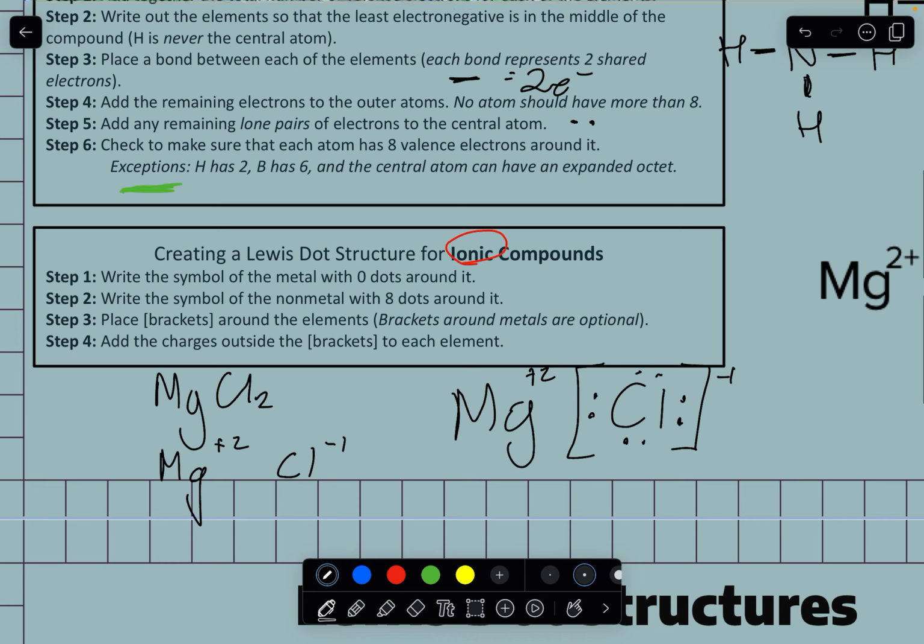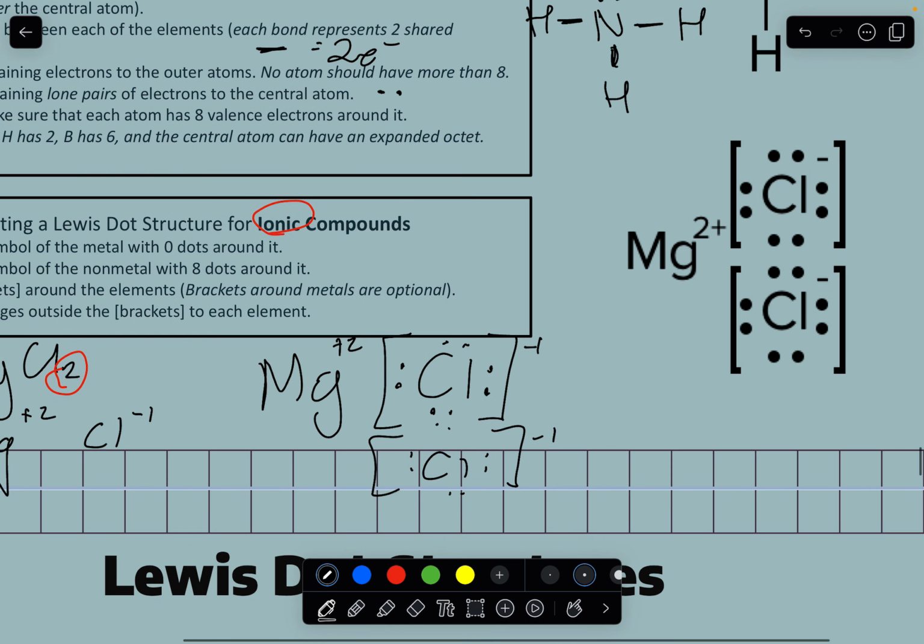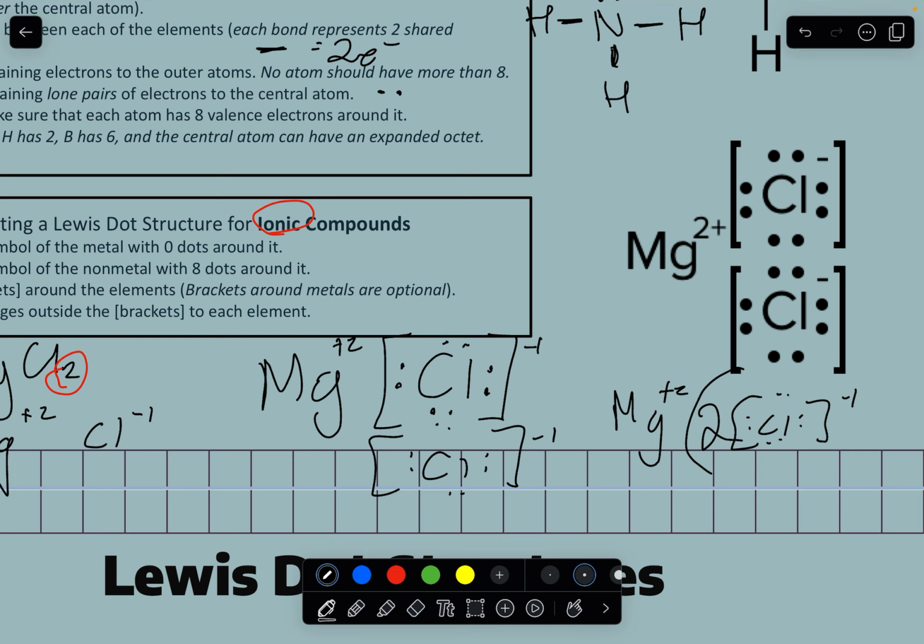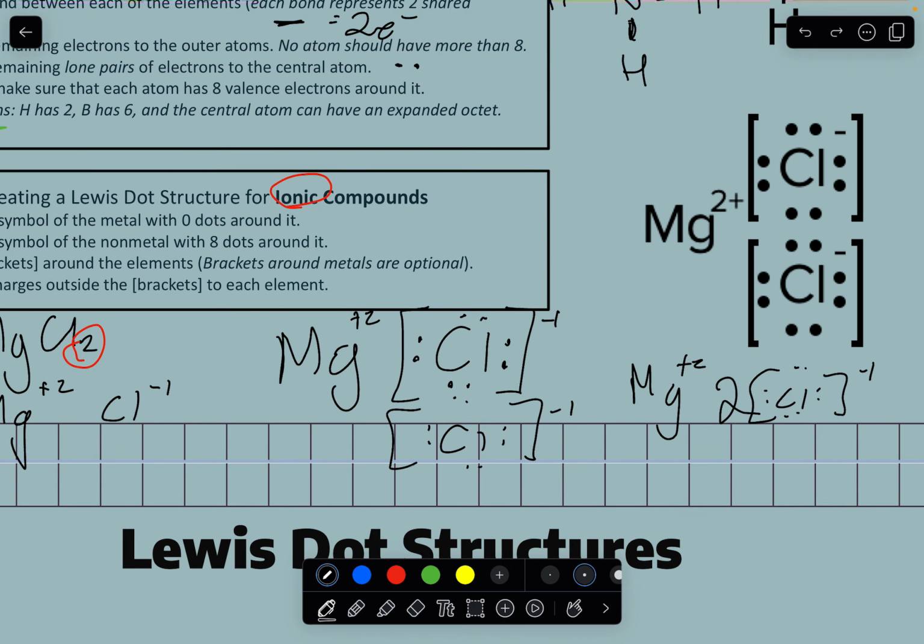This one we're not quite done because if you look at our compound, we had MgCl2. We have 2 chlorines, so I need to either put a second Cl in here with the 8 dots and the -1 charge, or what I can do is draw the Mg +2, draw out the Cl with the -1, and put a 2 in front of that Cl, because that shows that I have 2 of those chlorines. Either one of those is acceptable.